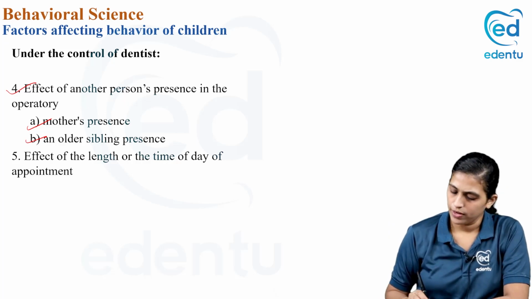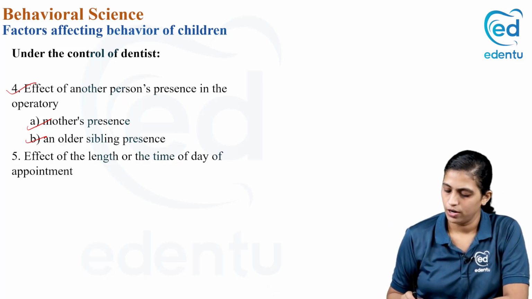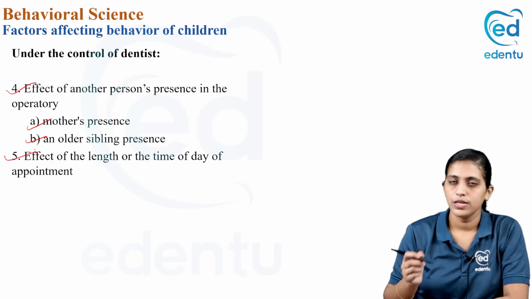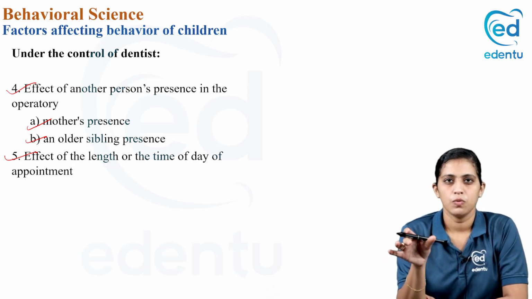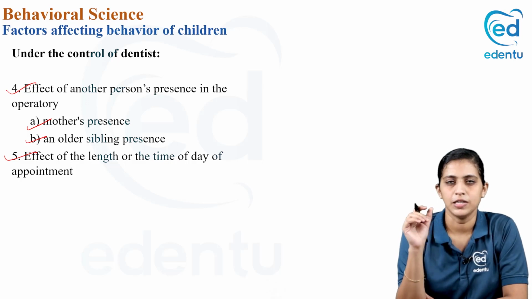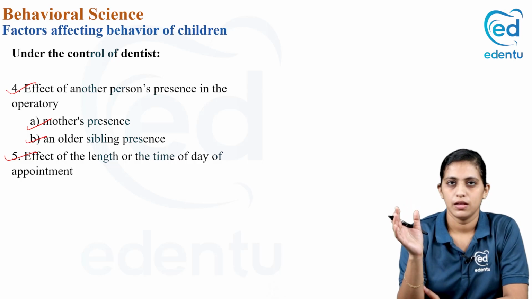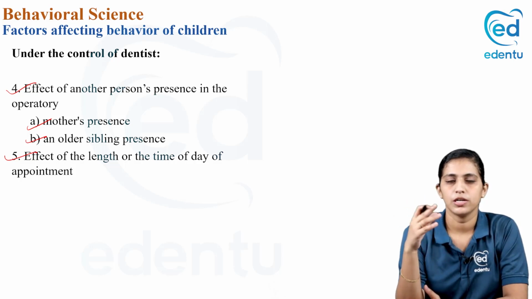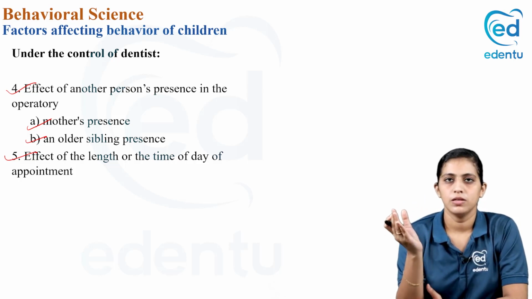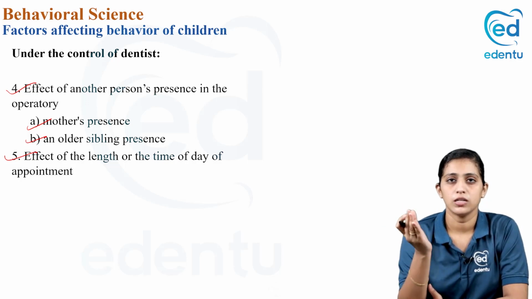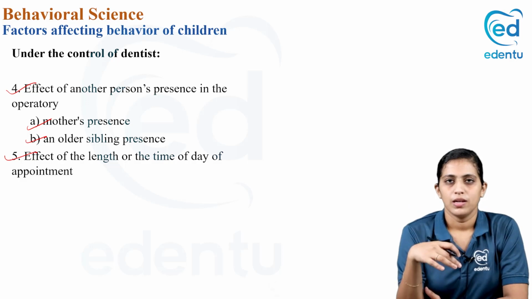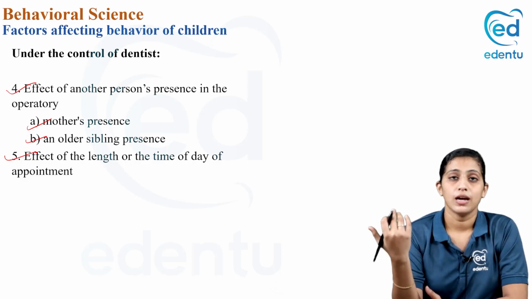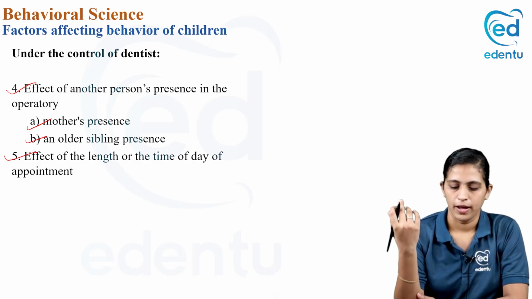Next is the effect of the length or the time of the day of appointment. So here we should make sure that children don't sit beyond about 30 minutes. So we should try to keep the appointments less than 30 minutes, and also early morning appointments in our appointment schedule. It is better if we can keep it with the child in the initial hours of opening the dental clinic, because then we will also be in a nice attitude and the child also will be fresh in the morning.